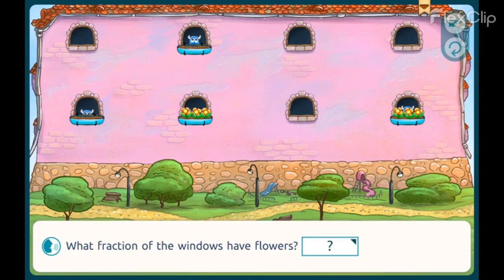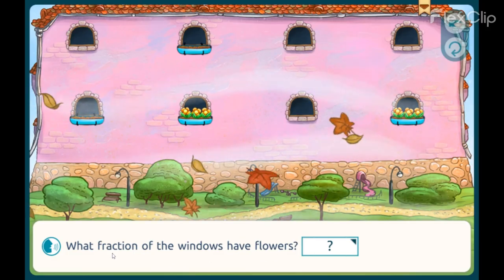All right. Now we are to work with fractions. We are to identify what fraction of the windows have flowers. We have keywords here, flowers and windows. Windows and flowers. Why is it important?